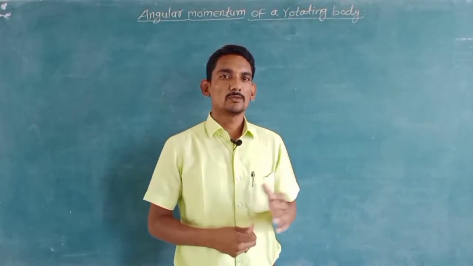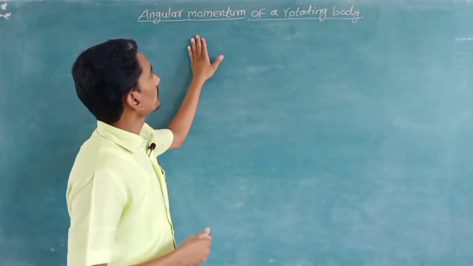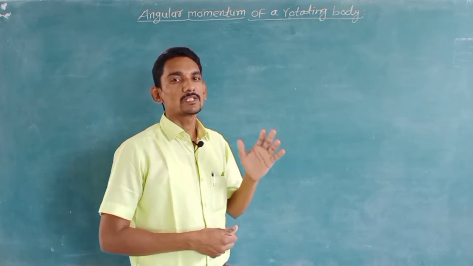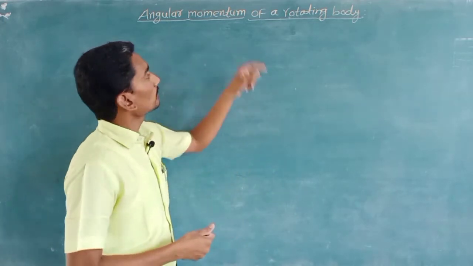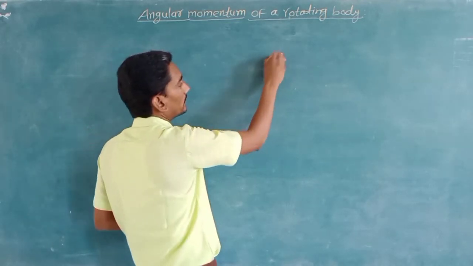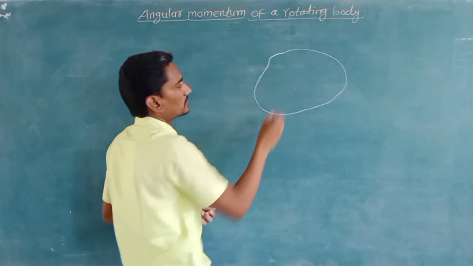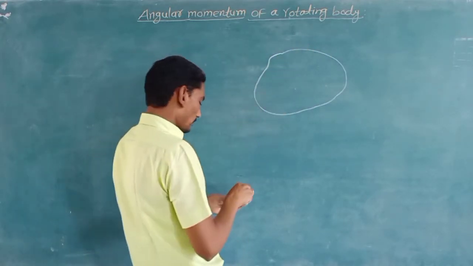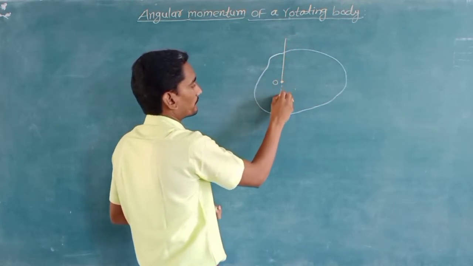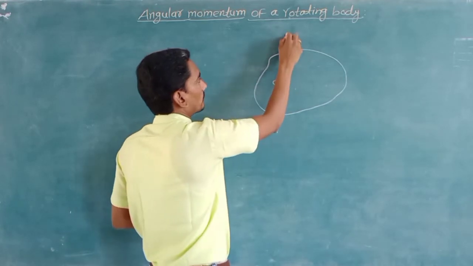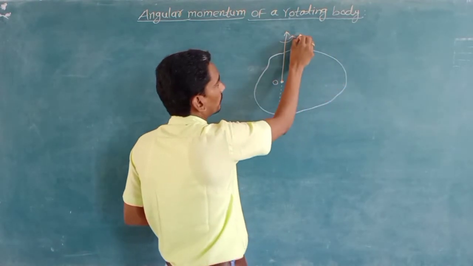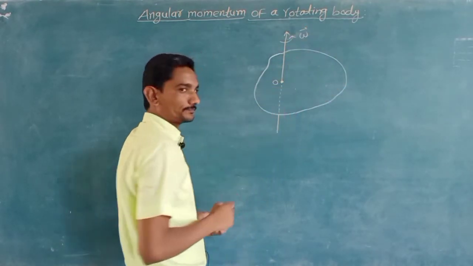Hello students, in today's lecture we are going to discuss the angular momentum of a rotating body. We have to determine the expression for the angular momentum of a rotating body. So we have to consider a rigid body. Suppose this is the rigid body rotating about an axis passing through the point O. So this is the axis of rotation for this rigid body, having the angular velocity omega.